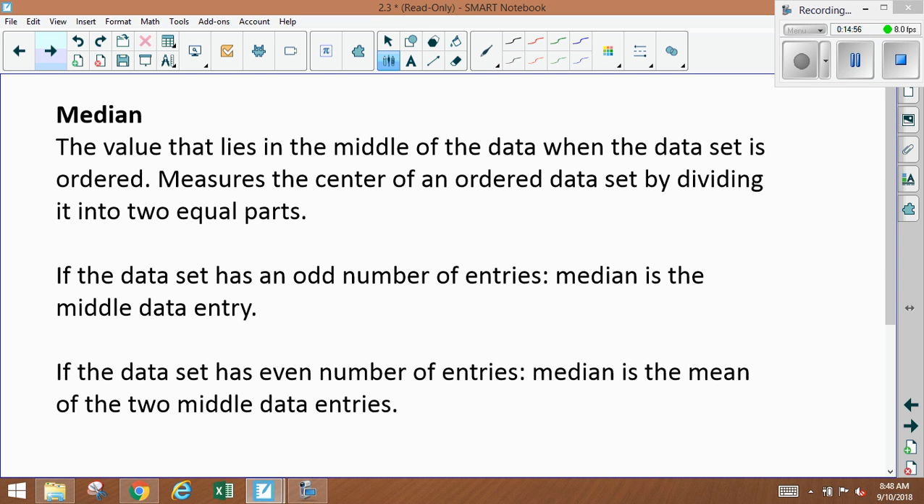So you'll see that if you have an odd number of data entries, you're going to have a middle entry, right? But if you have an even number of data entries, there's going to be 2 in the middle, or the middle is going to be the space in between the 2, right? If you're going to count in, that's not going to work. So what we'll do is take the mean of our 2 middle entries. We'll add them, divide by 2, and that will give us our median.